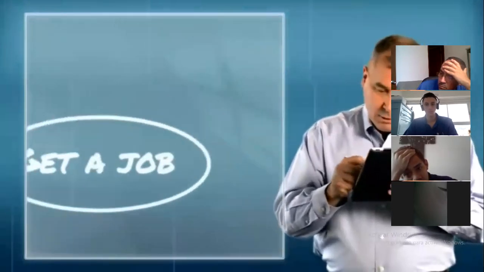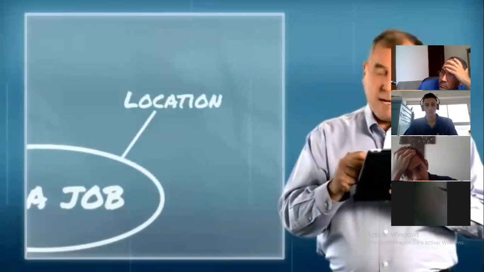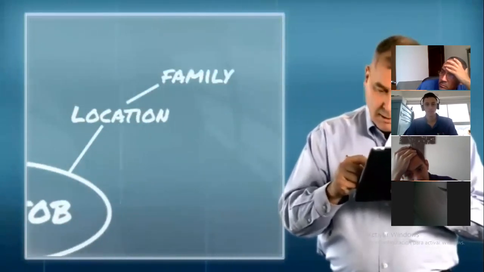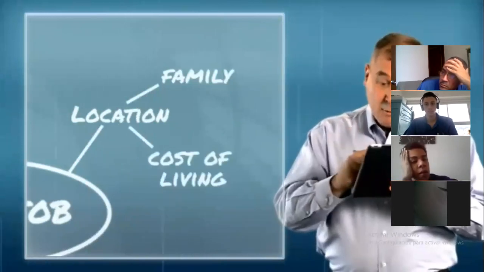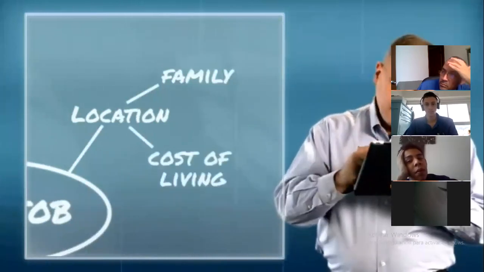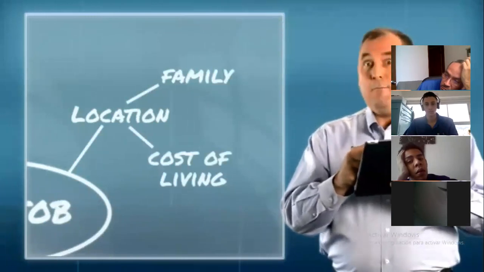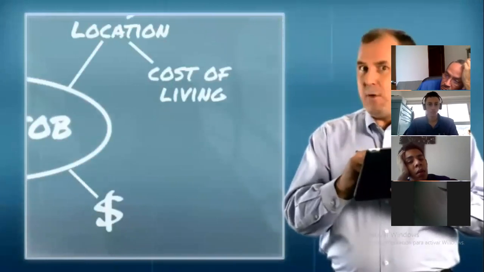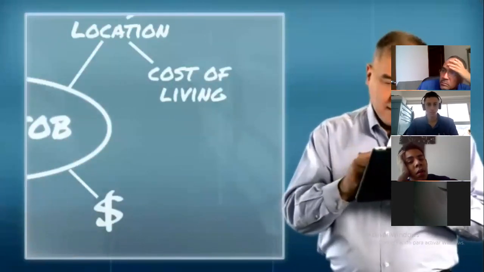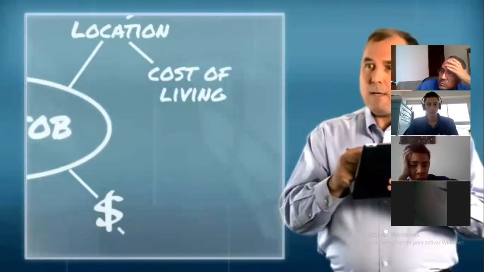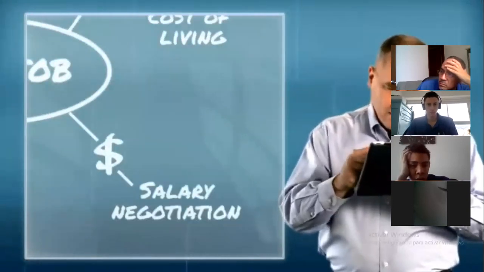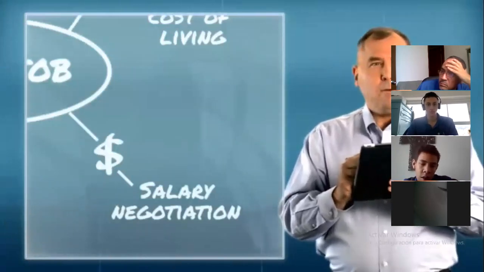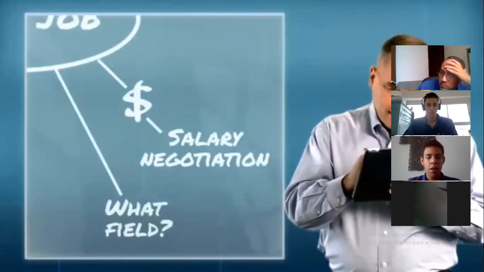Okay, let's see. Get a job. Well, first, location. Location brings the idea of family, cost of living. Notice I'm drawing rays off of the circle. How about money? How much money do I want to make? So I'm drawing a symbol now for money, not writing it out, because I want to speed the time up. Money, salary negotiation. I need to know about how to do that. What field? What field do I want to concentrate in? Let me write that down.